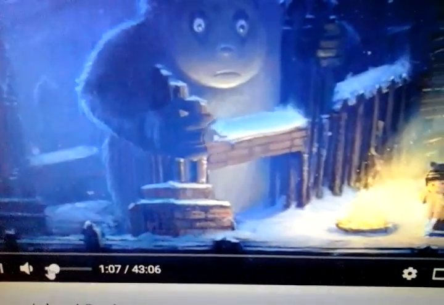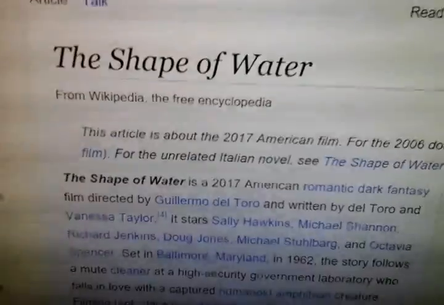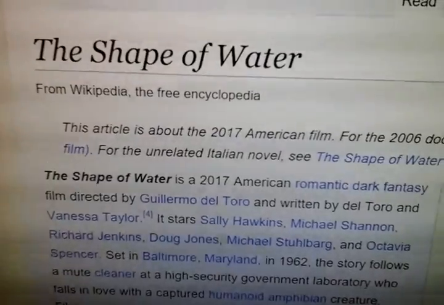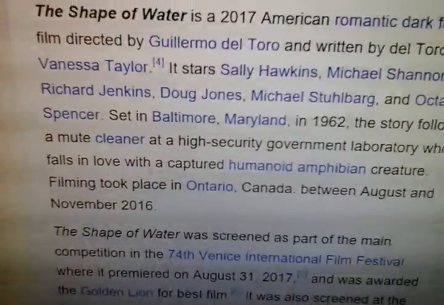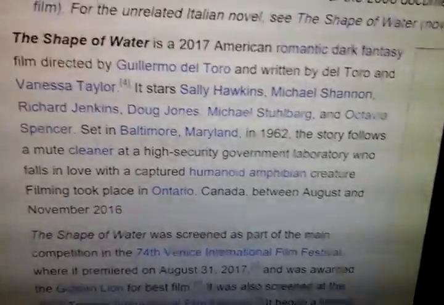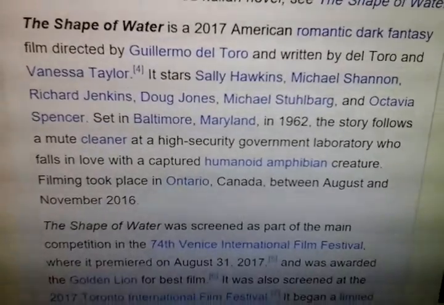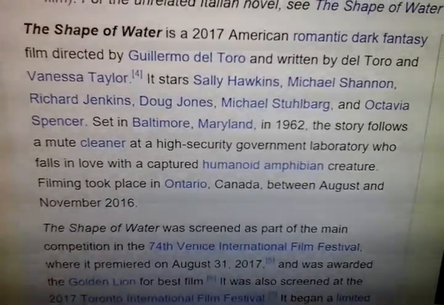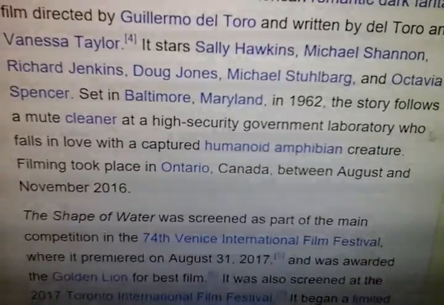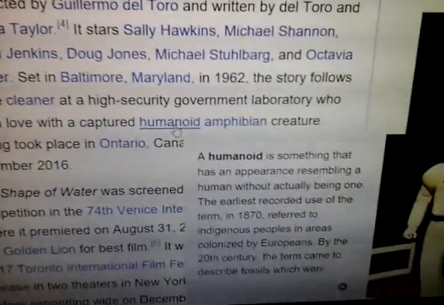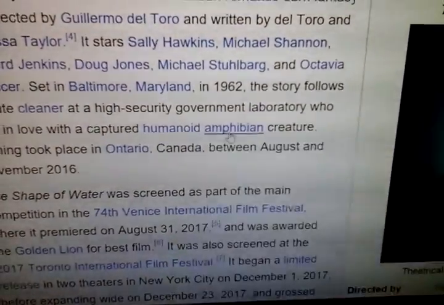Okay? So let's go to this movie called The Shape of Water. Hollywood came out with a movie called The Shape of Water back in 2017. And here's what they have. It says here that this is a plot. It says in 1962, the movie is set in Baltimore, Maryland. The story follows a mute cleaner at a high security government laboratory who falls in love with a captured humanoid amphibian creature. So they say that the creature is a humanoid amphibian, someone who lives in the water. He's a human and he lives in the water, right?